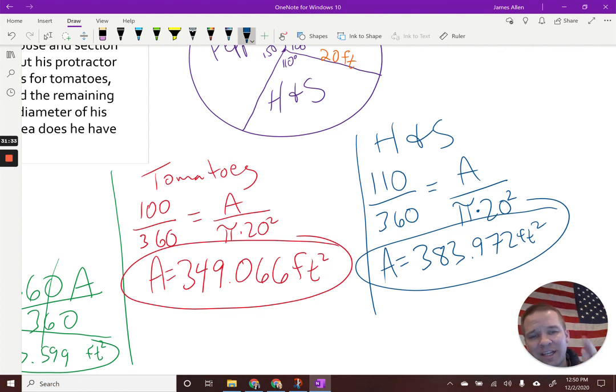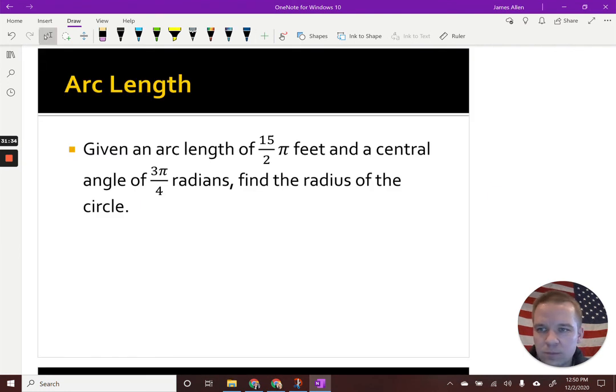All right. We got two last problems here, guys. I know it's getting a little lengthy, but you're doing an excellent job hanging in there. So this one here, given an arc length. Look at that. Like I've been foreshadowing here, much like a good movie or film would. If given an arc length of 15 over 2 pi feet and a central angle of 3 pi over 4 radians, find the radius of the circle. Well, this is our arc length. So we have, it's going to look a little messy here.